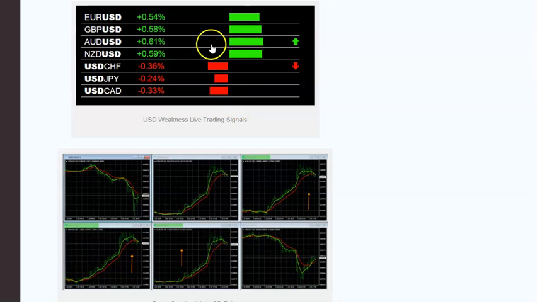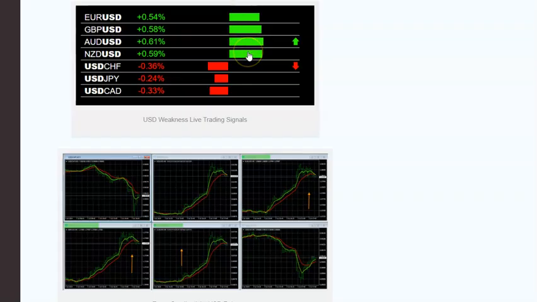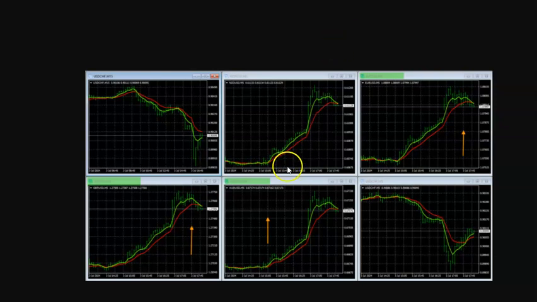Now look at the chart setup. The chart setup matches the Forex Heatmap. So we'll cut over to this. We'll expand this screenshot here. And now look at this. You can see all the USD pairs on one screen. So if the USD is weak, you can see the weakness very clearly. You can see when the movement started and the continuation on all the USD pairs.